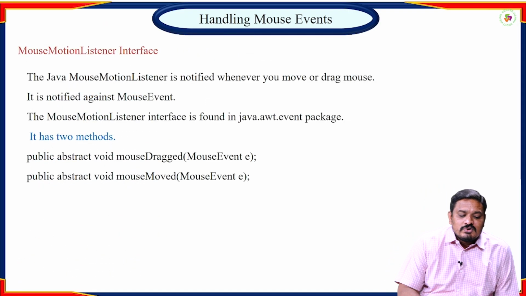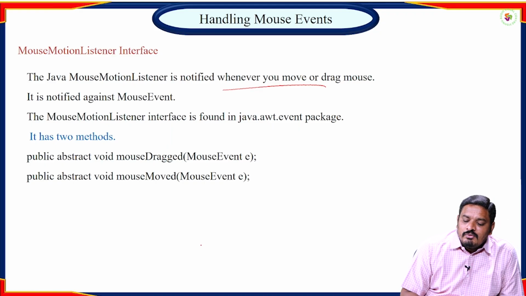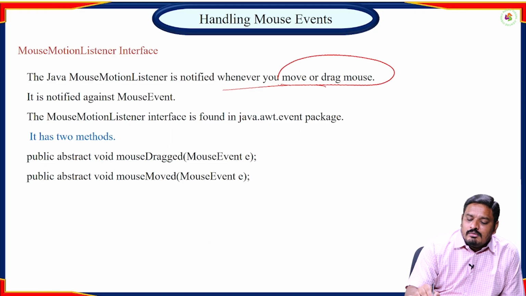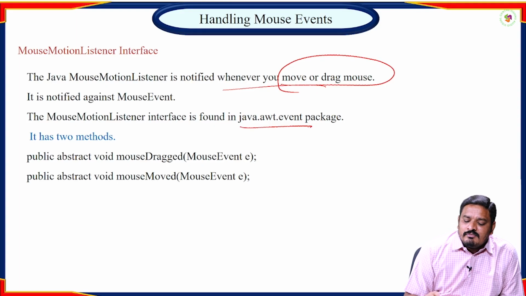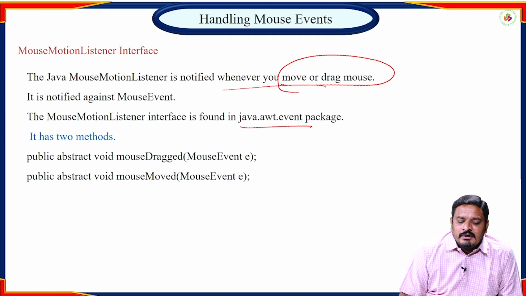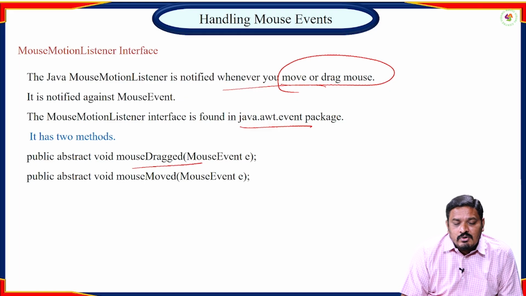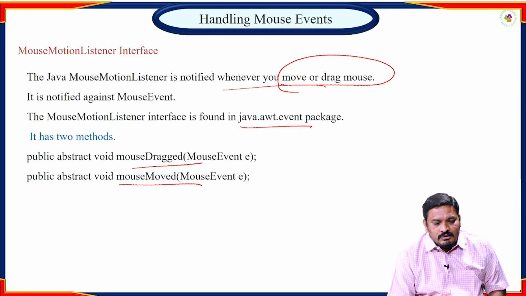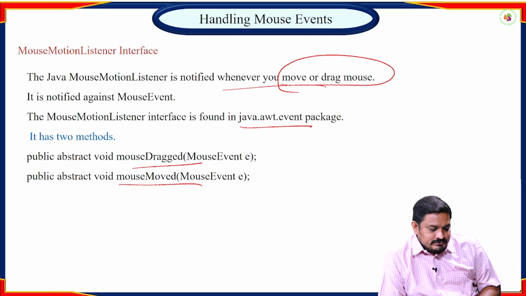Well, coming to the MouseMotionListener interface. The MouseMotionListener interface is notified when you move or drag the mouse. The MouseMotionListener interface is found in the java.awt.event package. It has 2 methods. The first is for when the mouse is dragged, and the second is for when the mouse is moved. These are the two methods under the MouseMotionListener interface.